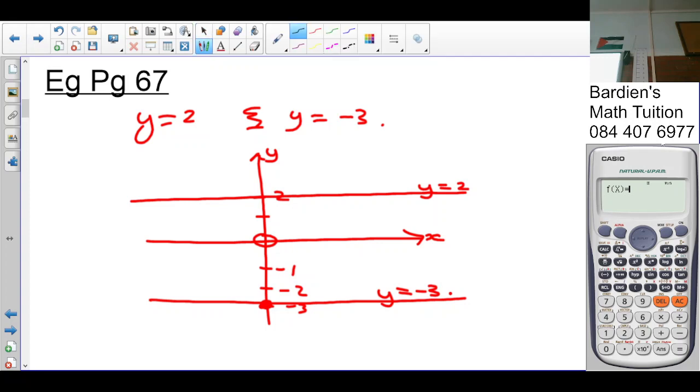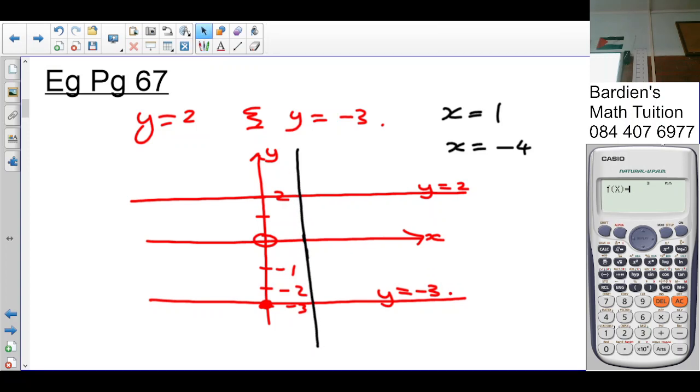So, what if we had asked you to draw the graph x is equal to 1 and x is equal to minus 4? You draw it on the same system of axes. So I'm going to do the first one. X is 1 there, not so? Take my ruler, go through 1. Which is this point here.